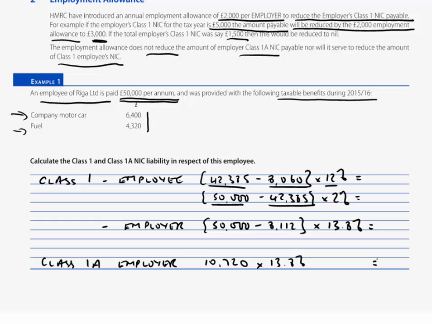We've also asked for Class 1A NIC. They might have asked for the contributions to be made by the employee. That would just be your Class 1 employee contributions that you've done here. They might ask you just to calculate the contributions payable by the employer. That's the Class 1 and the 1A. Or they might ask you just to calculate the Class 1 NIC liabilities. That's by the employer and by the employee, but not asking you for 1A. So be very careful as to the precise requirements.